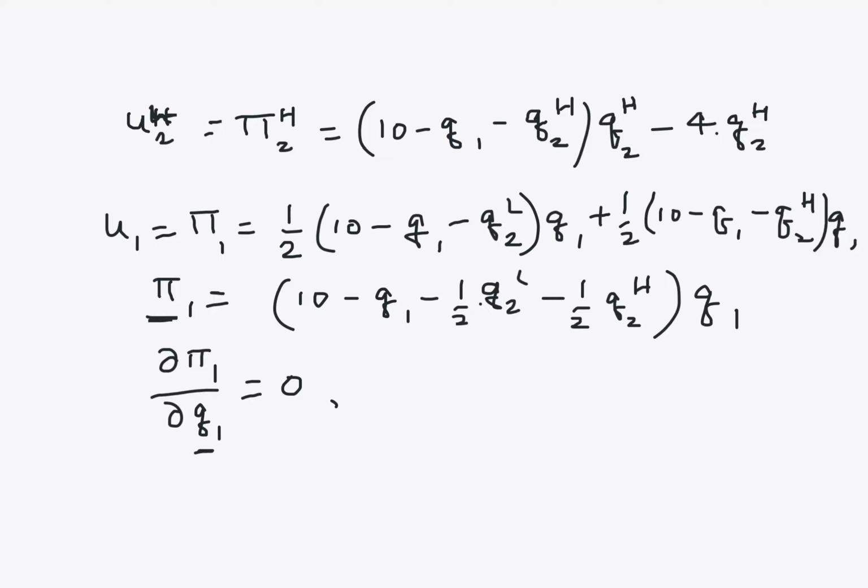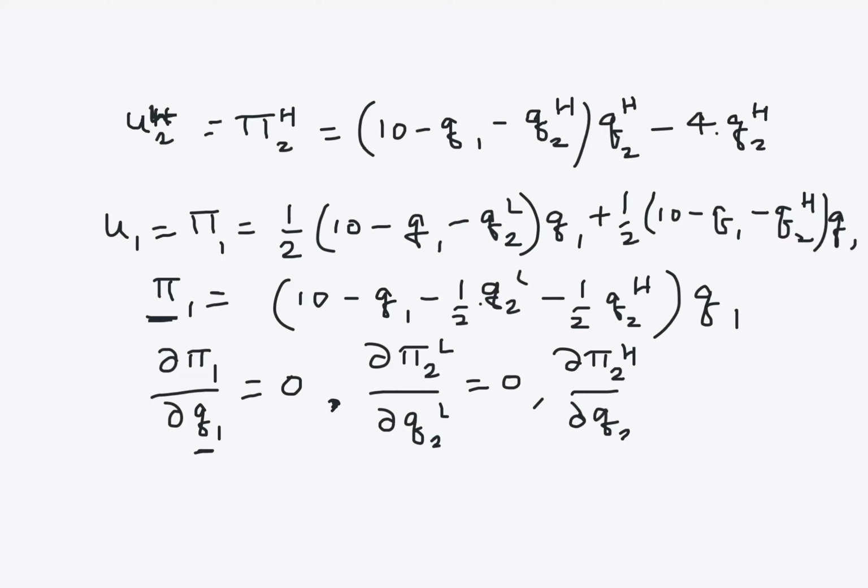And similarly, for the low cost type of firm 2, we look at the profit of firm 2 of low cost type and partially differentiate it with respect to Q2L and set it equal to 0. And then we have the high cost type, so partial derivative of pi 2H over partial Q2H, and set it equal to 0. And then we are going to simultaneously solve.